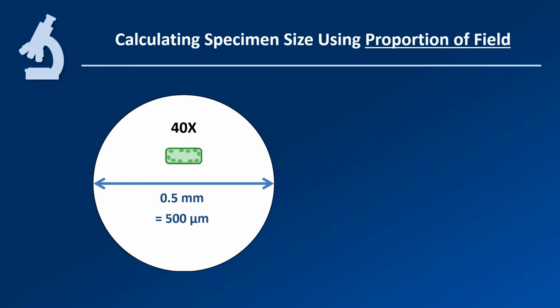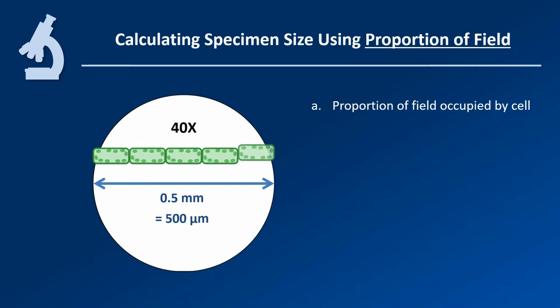Let's take a look at the same cell under the 40 times magnification. In this case, it's a little harder to estimate exactly what proportion of the field that is. So the way I like to do it is to think about if I were to stack these cells side by side, how many would fit across that diameter. I'm going to estimate 1, 2, 3, 4, and 5 cells would fit across the diameter of that field. So in this case, the proportion is 1/5, or 0.20.